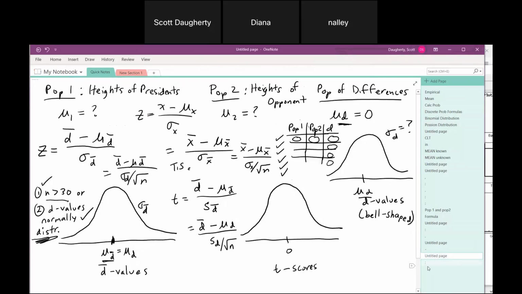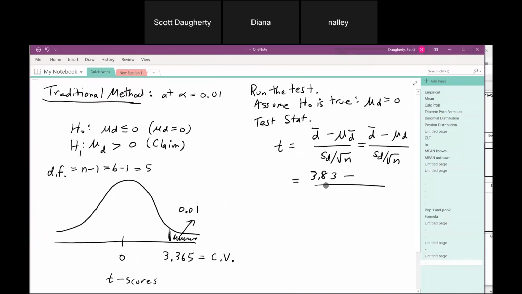So anyway, going back to that, we're assuming that this mean here is 0, right? That's something that we make when we run the hypothesis test. All right, S sub D is about 10.0 divided by the square root of the sample size, the square root of 6.